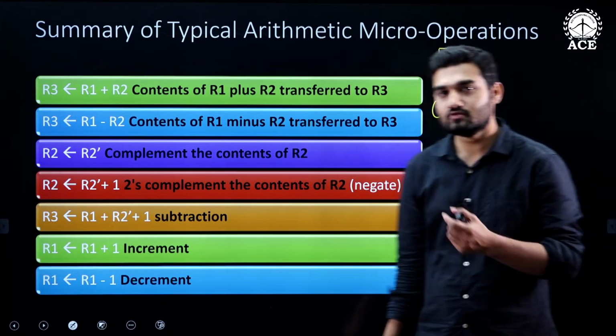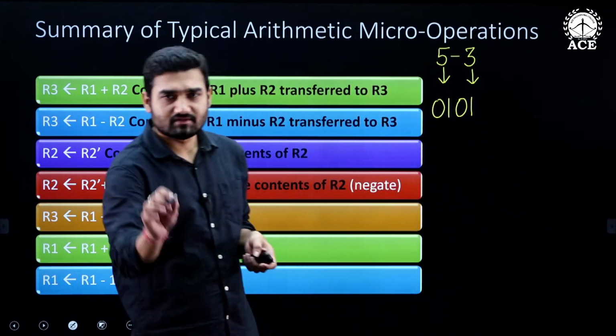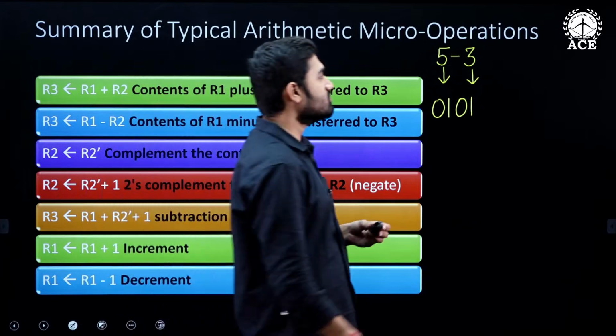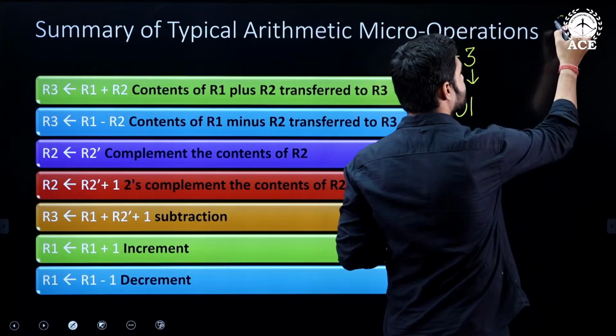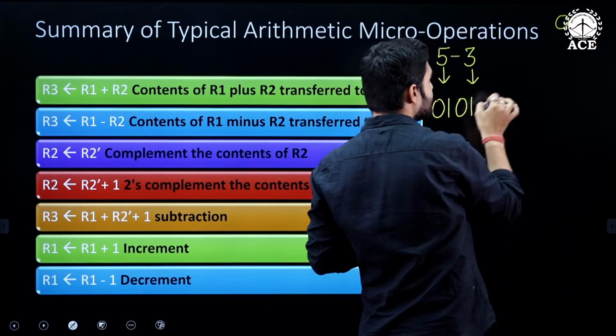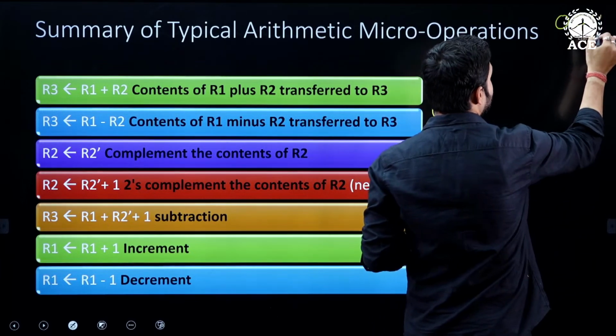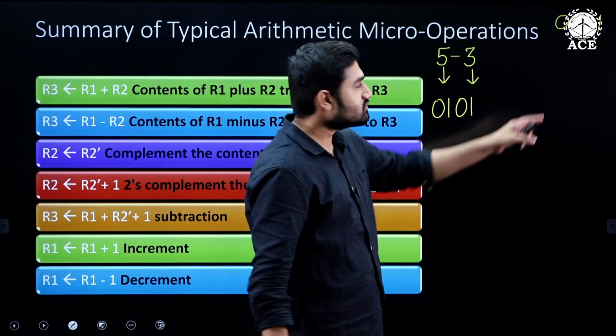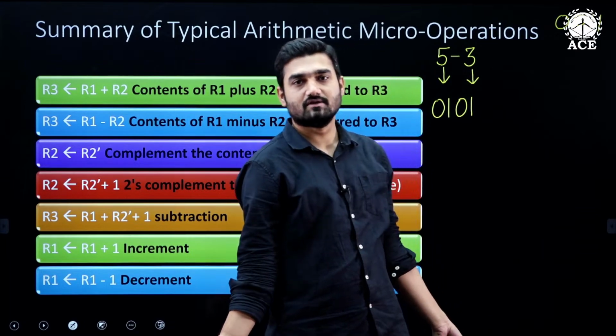How can you write minus 3 in 2's complement? Can you write 3 in 2's complement? Yes, 3 is this. In 4-bit, 3 is this. Now how to write minus 3? You take the 2's complement of plus 3, you will get minus 3 in 2's complement.